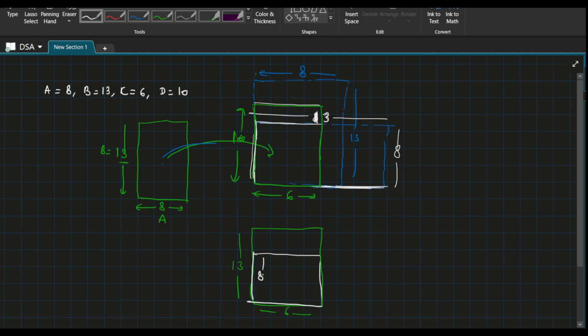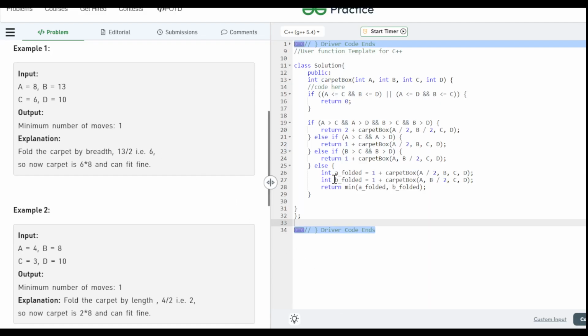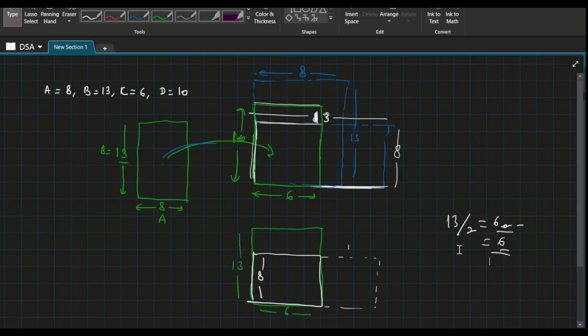This length will remain the same, 8, but initially it was 13, and we have folded our carpet in half. So 13 divided by 2 will be 6 point something, but we can take it as 6, because in the example 13 divided by 2 is given as 6, so we have to take the lower value. So we can see that now our carpet can be put into the box.